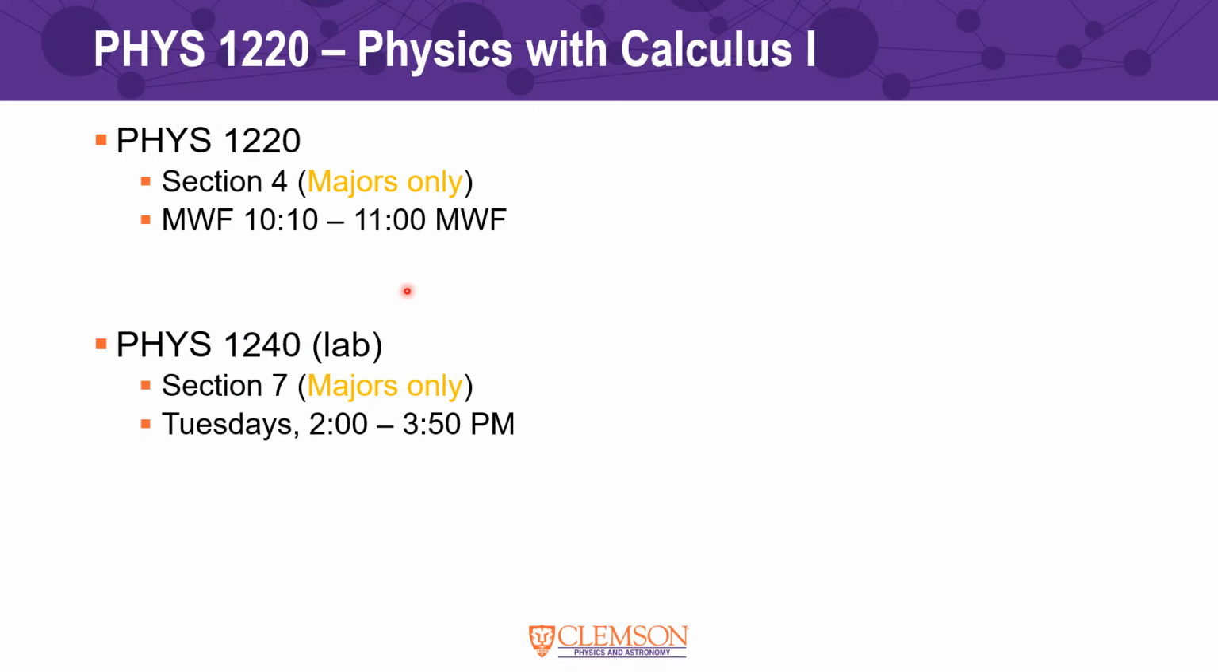So the first class on my list was Physics 1220. That was Physics with Calculus 1. We do have a section for the majors, which you can sign up for if you'd like. So it's restricted to you only. Currently, it's listed as Monday, Wednesday, Friday from 10:10 to 11. The second class is the Physics 1240 lab. This is section 7 for majors only. Again, this is Tuesdays from 2 to 3:50 p.m.